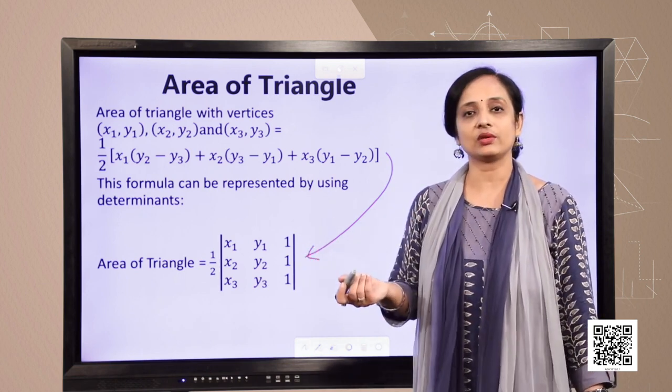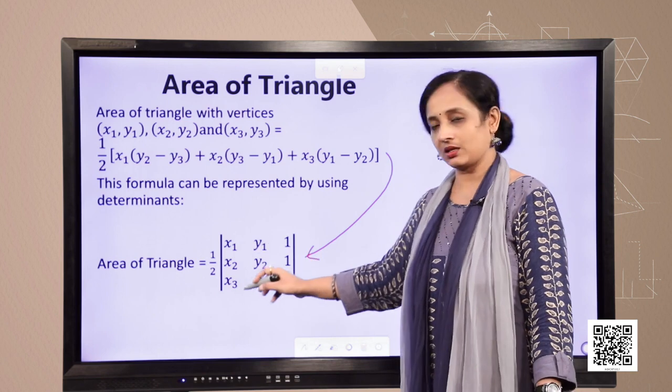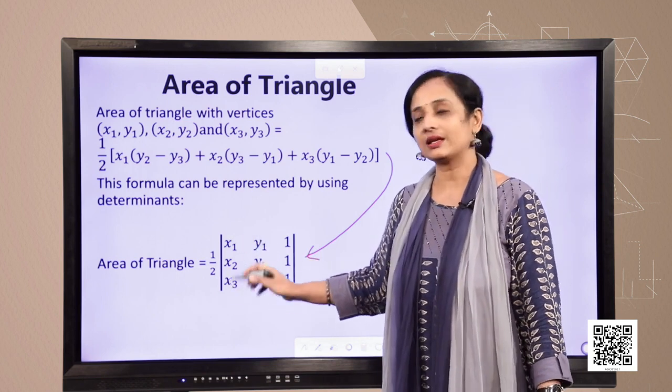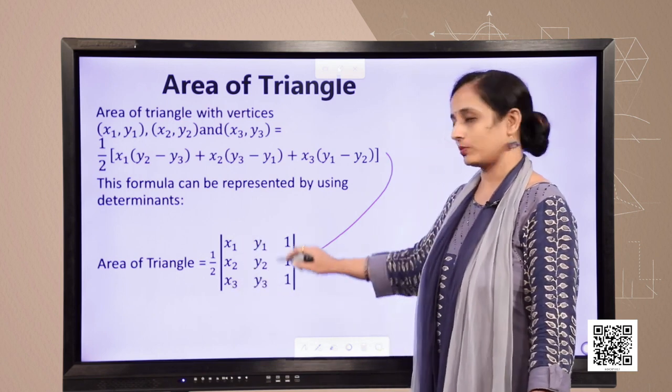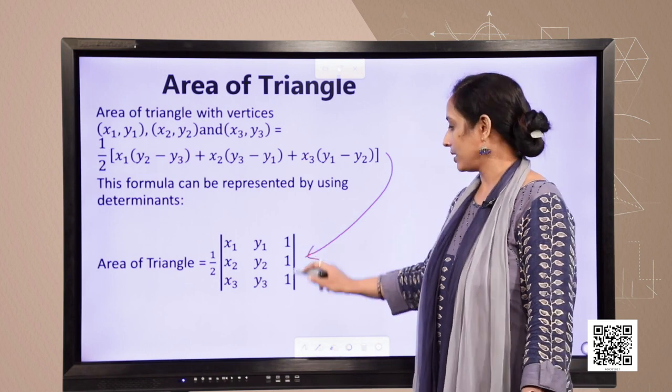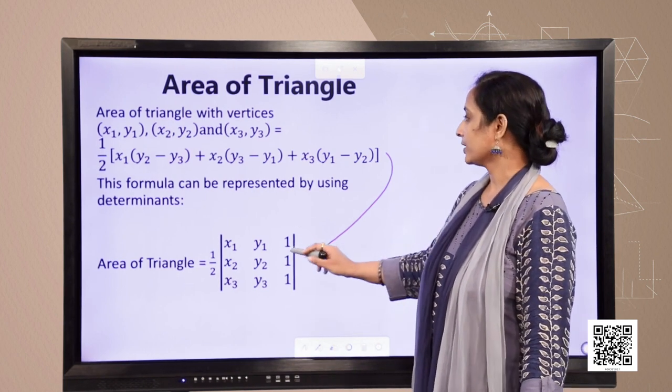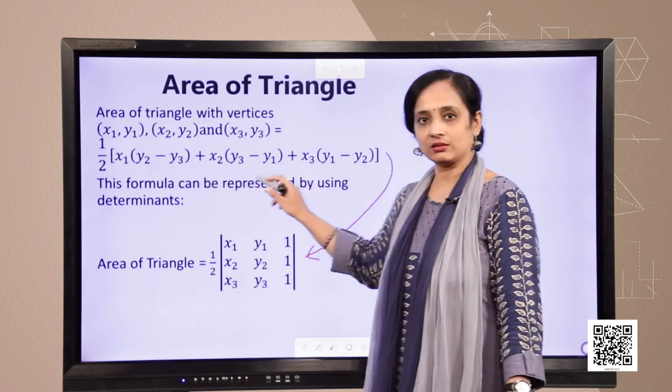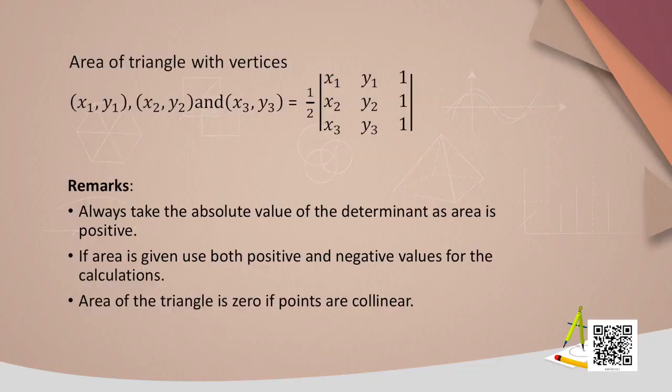Why have I selected only 1? Because if we multiply any number by 1, the number does not get affected. So that is why, to make it a square determinant, we have written 1 in the last column. When you simplify this, you are getting this formula. So for area of triangle, we have got this formula.